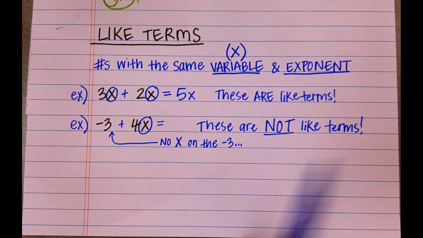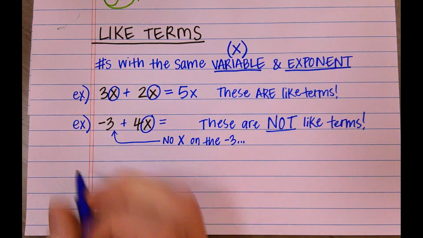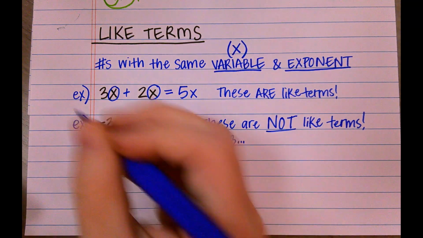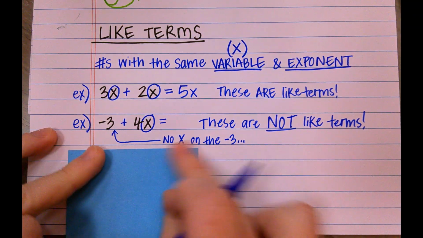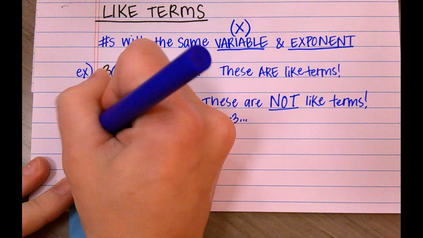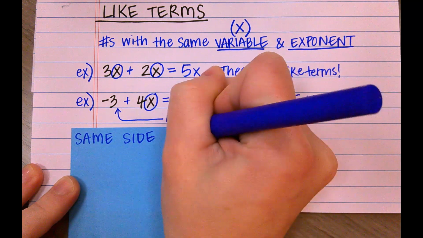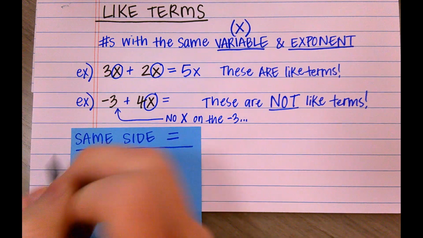We have a couple of different ways that we can combine like terms in an equation. Sometimes we have like terms of variables on the same side of the equal sign. So I'm gonna pull out a sticky note here. Same side of the equal sign. And then I'm going to give you an equation that looks like this.